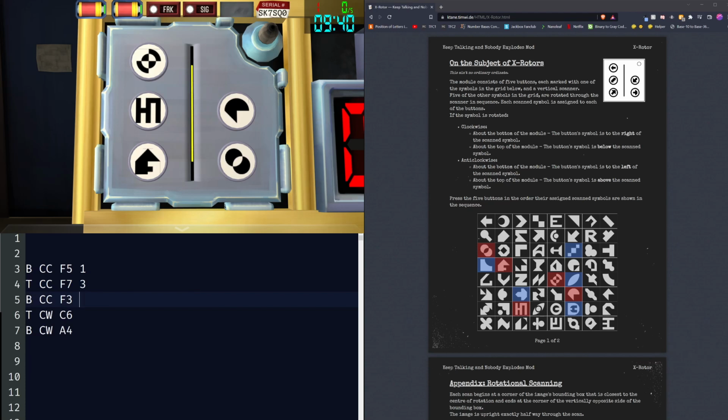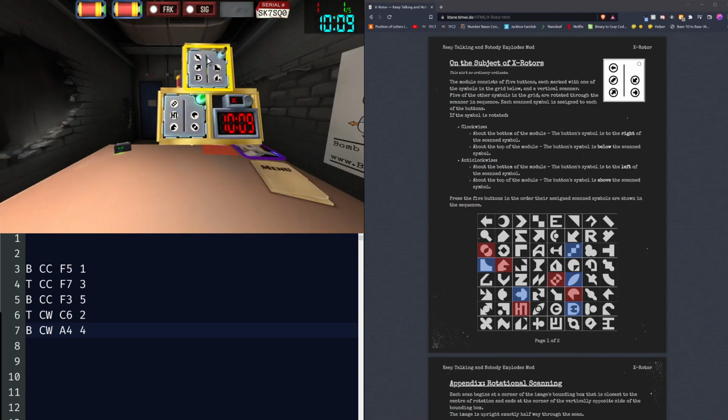Counterclockwise around the bottom is to the left for F3. That means 5. Top clockwise is below for C6. That is 2, and this one has to be 4. Well, let's check it anyways. Clockwise around the bottom is to the right. To the right for A4 is F. So we press these 1, 3, 5, 2, 4, and it solves.